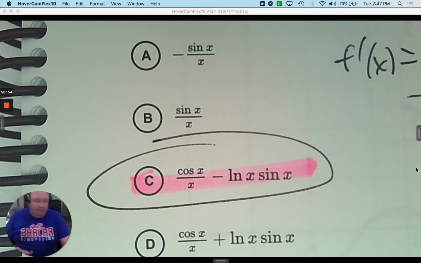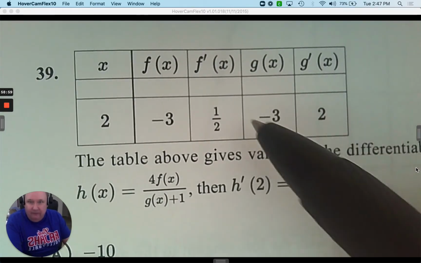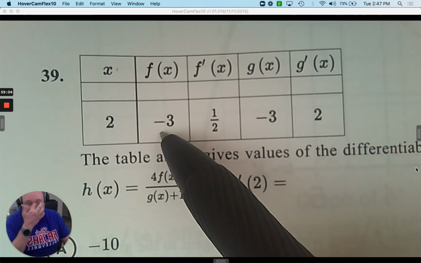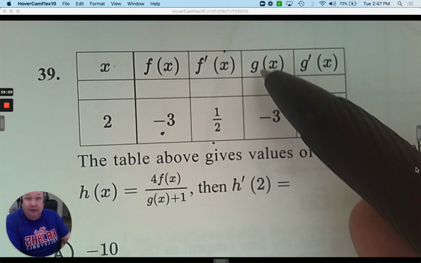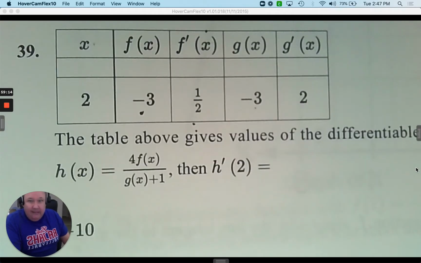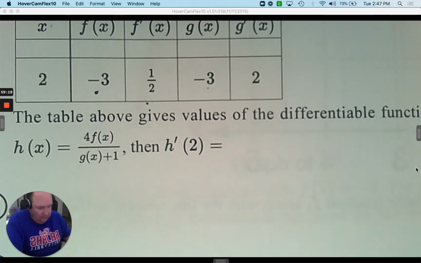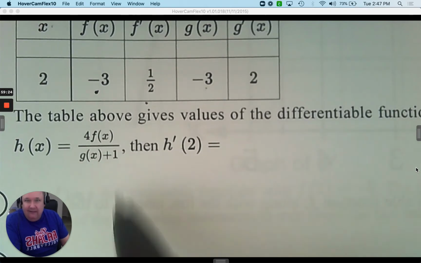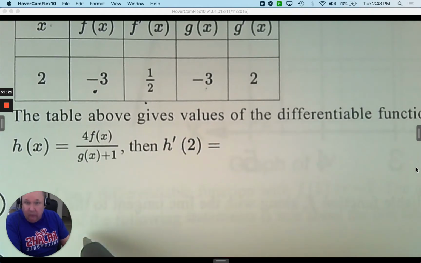Oh, good. So, number 39. In number 39, we have a table of values. So when x is 2, the function value is negative 3. The derivative is 1/2. The function value for g is negative 3, and the derivative of g is 2. The table above gives values for the differentiable functions f and g at x equals 2. And it says h at x equals this. Find the derivative. Very popular type of question for the AP exam. Can you follow derivative rules generically?